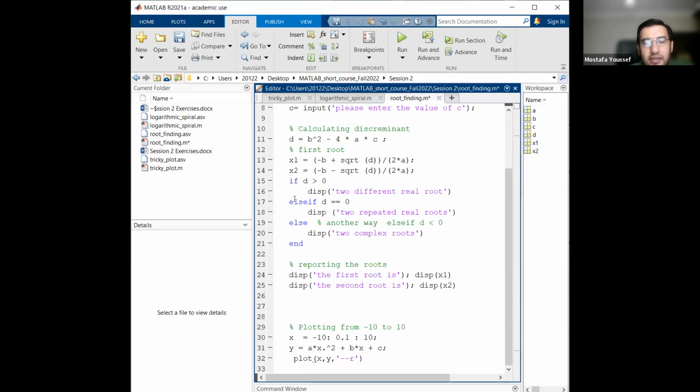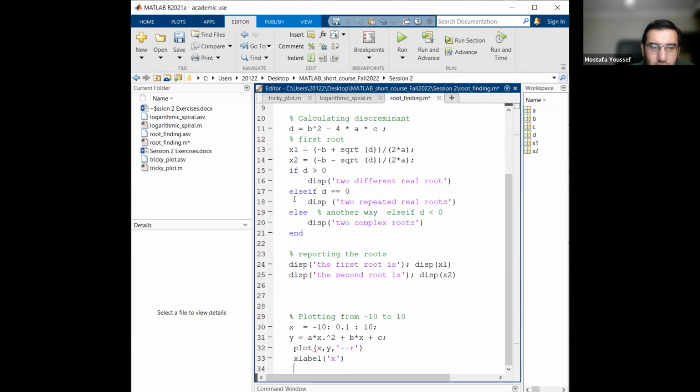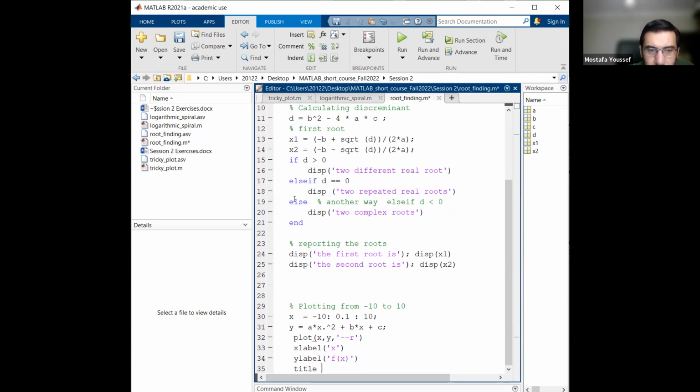And we can put an x label. This is x, y label. This is f of x, and yeah, title maybe second order polynomial. Let's run one more time.